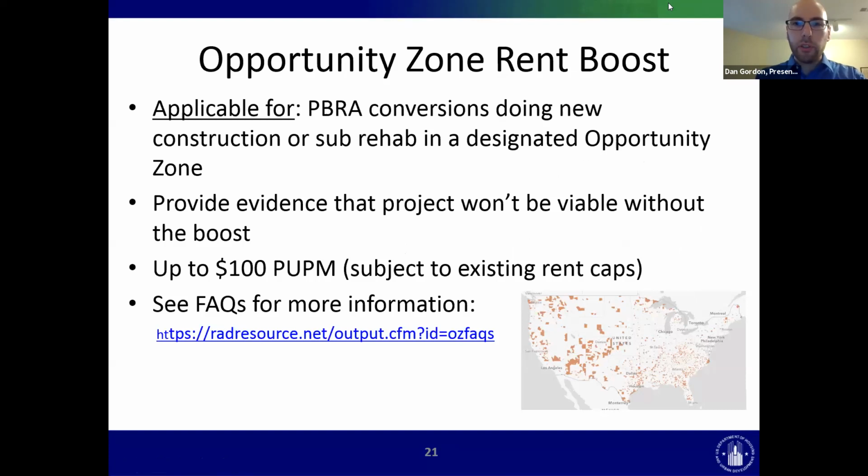Okay, the Opportunity Zone Rent Boost. So this is a fairly new feature, just started in Rev 4 of the RAD notice. So we've gotten a lot of questions about it and a lot of interest. If your conversion is going PBRA and you're doing new construction or substantial rehabilitation, and you're in a qualified opportunity zone, then you could be eligible for up to $100 per unit per month in an increase to your RAD rents.